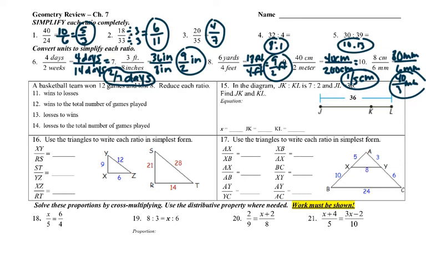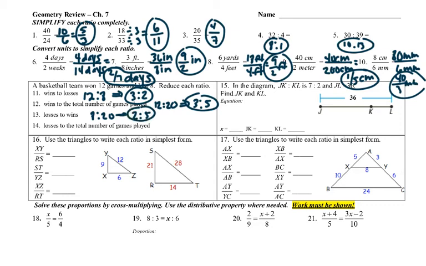Basketball team won 12 games, lost 8, so wins to losses is 12 to 8, but don't forget to reduce each ratio. So they're both divisible by 4, 3 to 2. Wins to total number of games played, wouldn't that just be 12 to 20, right? And then if we reduce that, 4 goes into both of those, so 3 to 5. Losses to wins would be 8 to 20, that's going to reduce to 2 to 5.